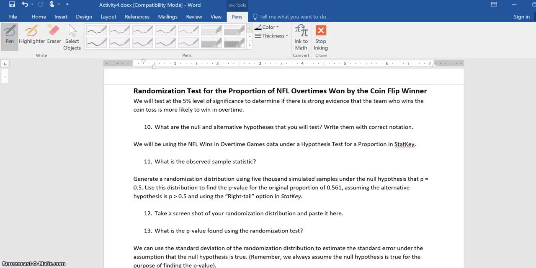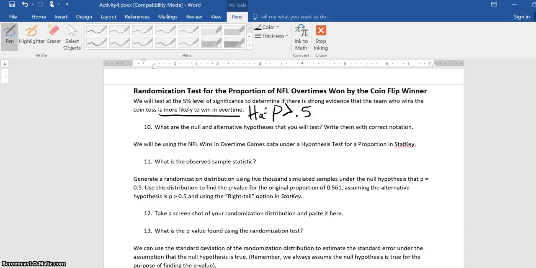Now we're looking to see if there's strong evidence that the team who wins the coin toss is more likely to win in overtime. More likely to win in overtime means that they would have to win more than half the time. So P is greater than 0.5. And remember, we're always seeking strong evidence in favor of the alternative hypothesis. So this is going to be our alternative hypothesis.